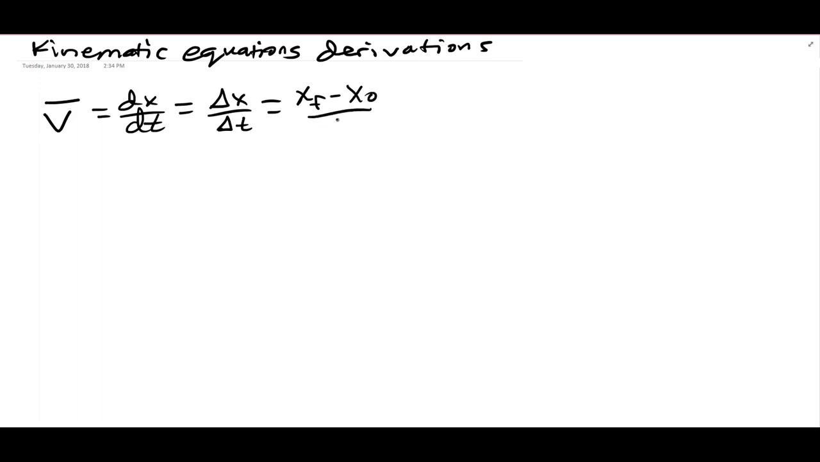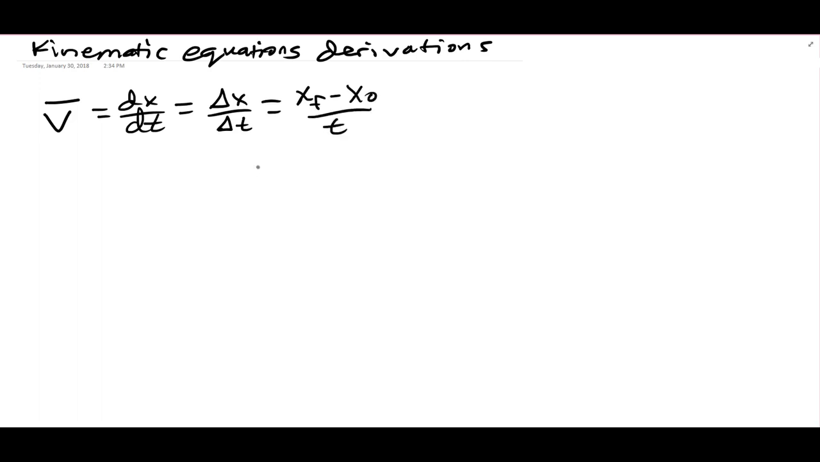And how this will start is I'm going to start with the definition of velocity. So if you remember, velocity and also average velocity equals the time derivative of position. Okay. And another way to write that is delta x over delta t, right? But what else was delta x and delta t? Well, delta x over delta t was equal to x final minus x initial over time.